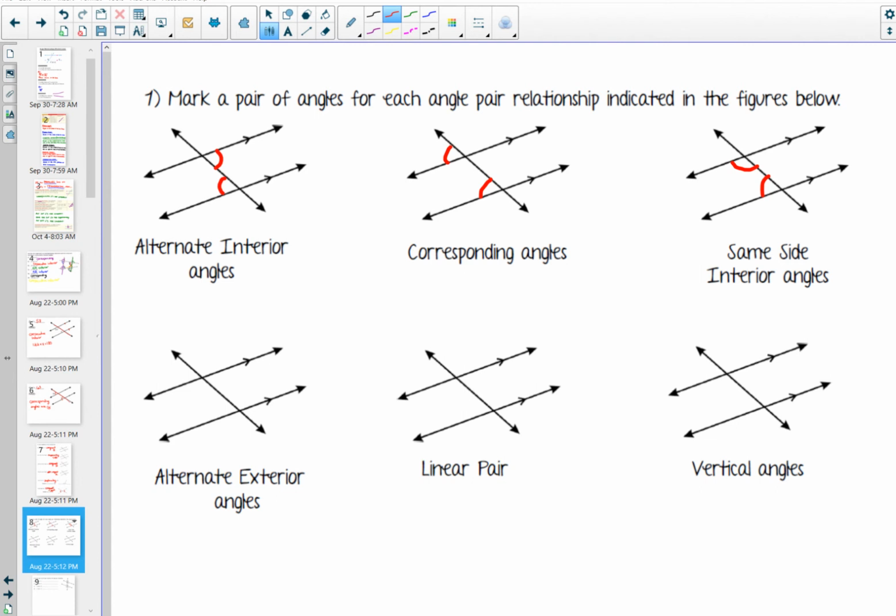Just like I said, those little arrows right there mean they're parallel. If you have one marking on an angle, it means that it's the same as something else. That is congruent to that. If we look at corresponding angles, one marking, that is congruent to that.